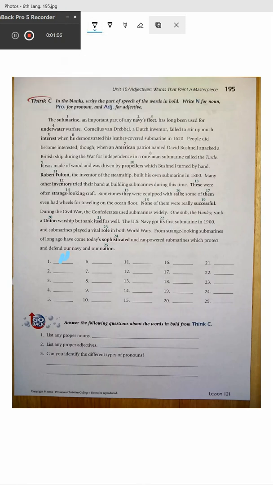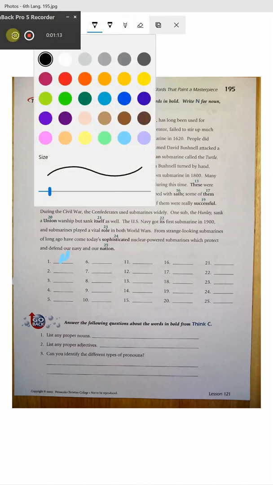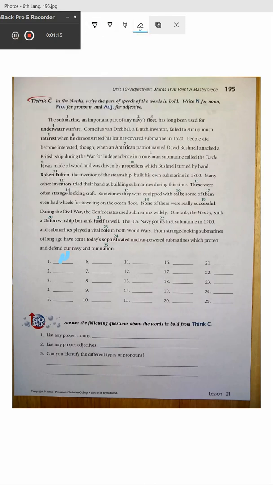Oops. I'll change this to black. All right, let me switch this to black. Okay, we good? Let me erase this. All right, so this is a noun.